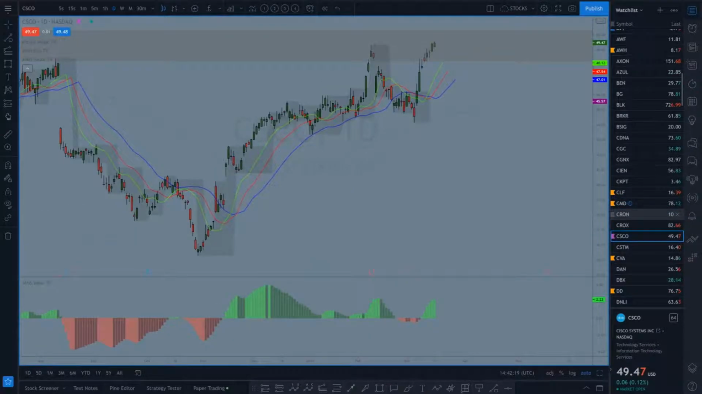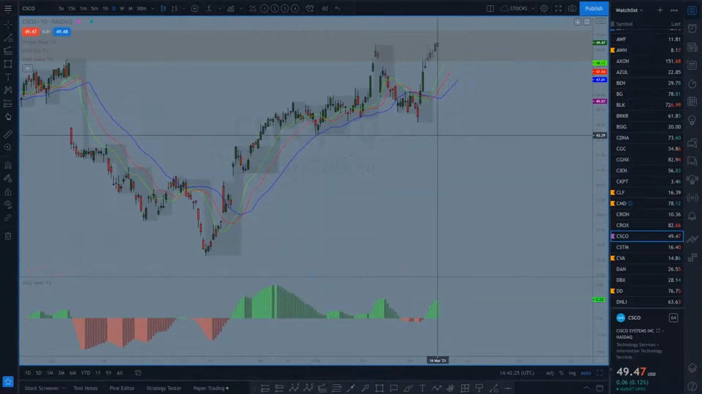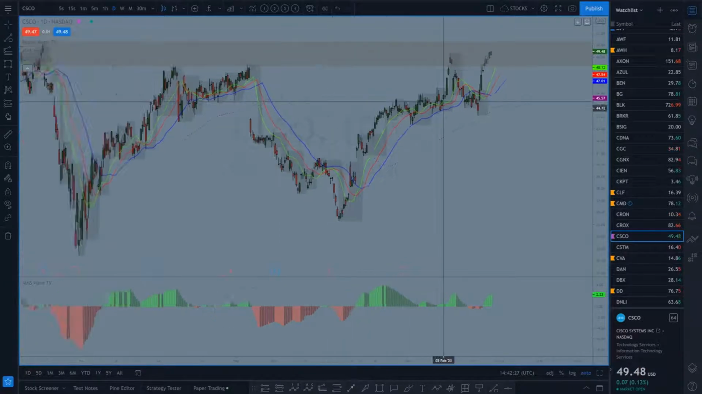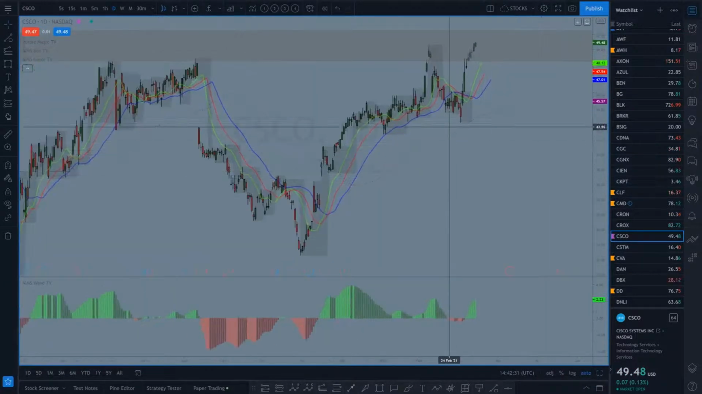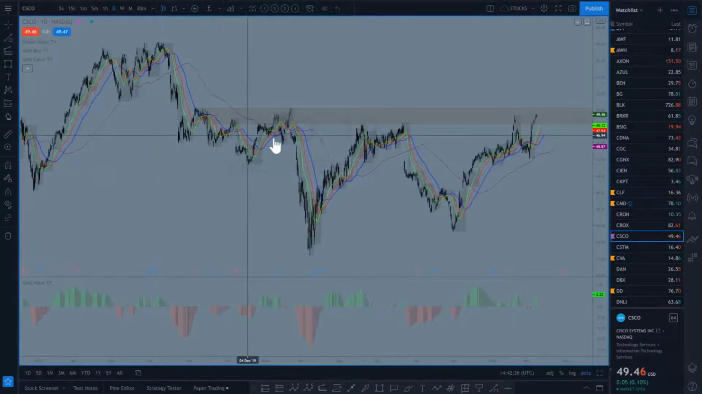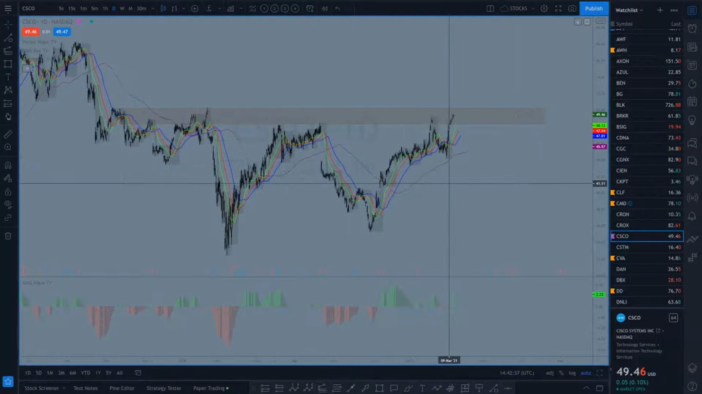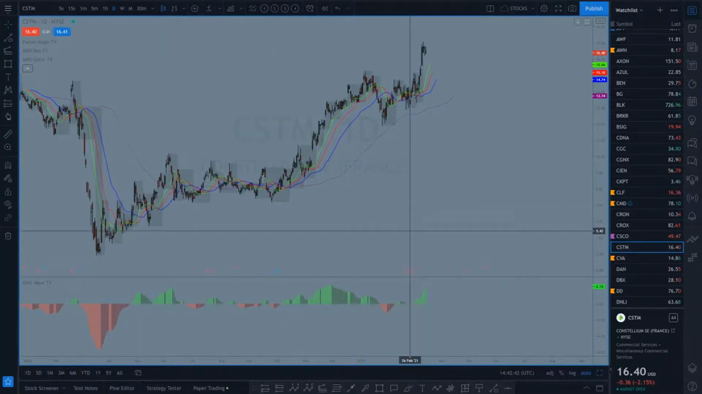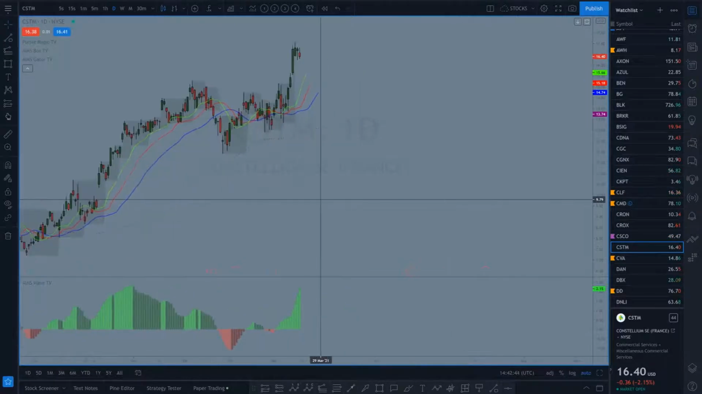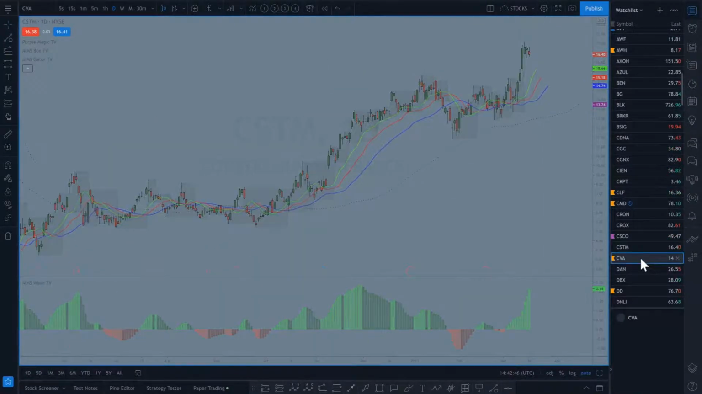Crux. Huge disappointment on missing this. Cisco, I like it. I have done my analysis on it, and then I hesitated because all of these levels were to the left, and I did not take it. But it would have been a good trade by now. Can't trade them all.